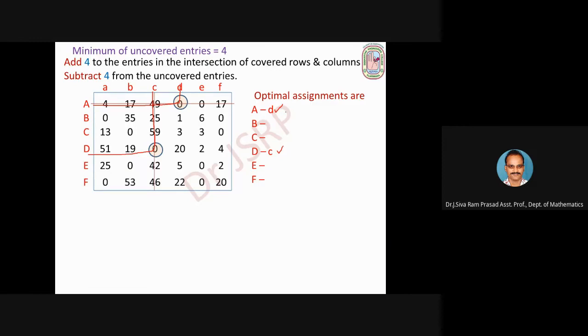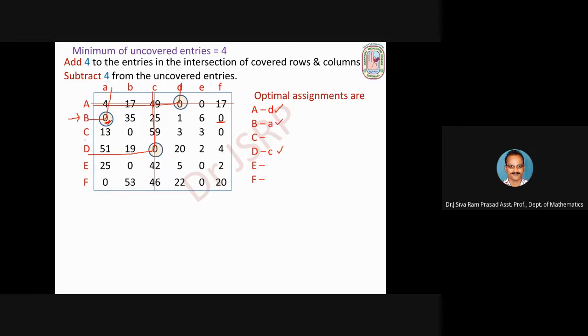Okay. So start with capital B. Observe what are the zero entries. First two: this is a zero entry and this is a zero entry. That means B has two possible assignments. Capital B can be assigned to small a or small f. Okay. So arbitrarily, I assign small a. Capital B to small a.